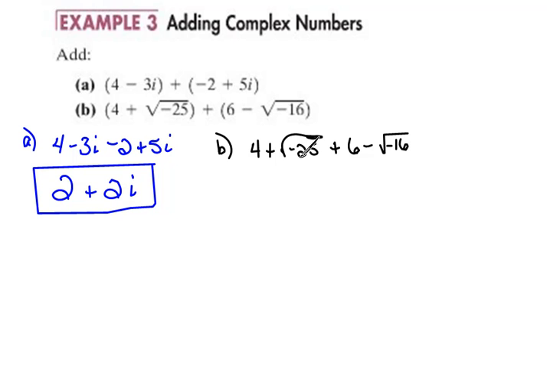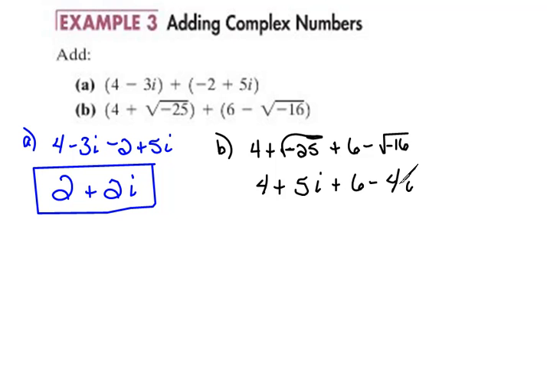We really need to clean up these roots first. Since this is a square root of a negative, we know that that's going to create that i at the end. And the square root of 25 is 5. So this is really 4 plus 5i, plus 6 minus. Now cleaning this up, again, the square root of the negative means that we're going to have an i. And the square root of 16 is 4.